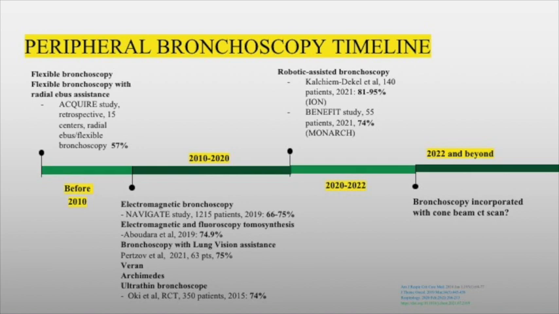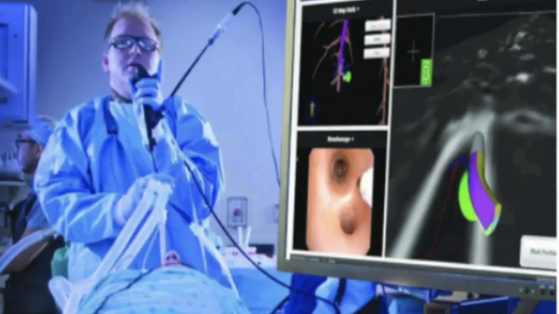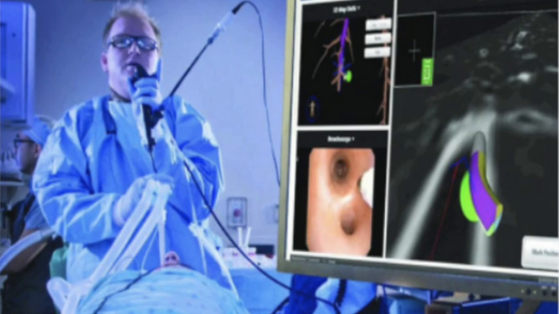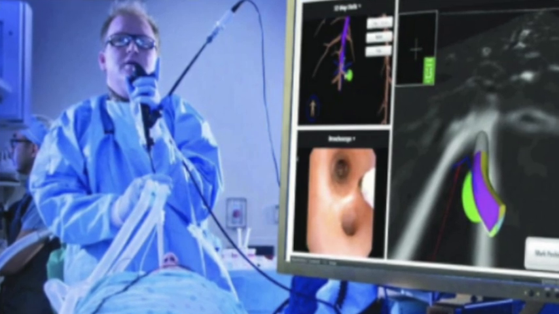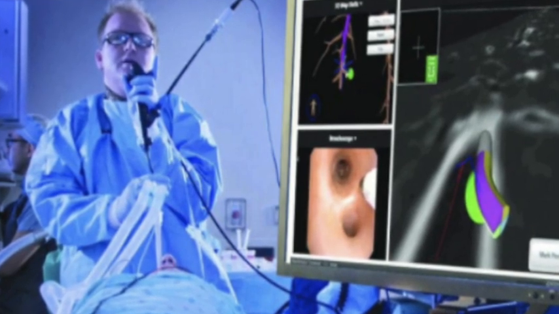The period from 2010 to 2020 observed multiple developments of peripheral bronchoscopy, and the most well-known technology is electromagnetic bronchoscopy, which is still extensively used nowadays because it's very good.